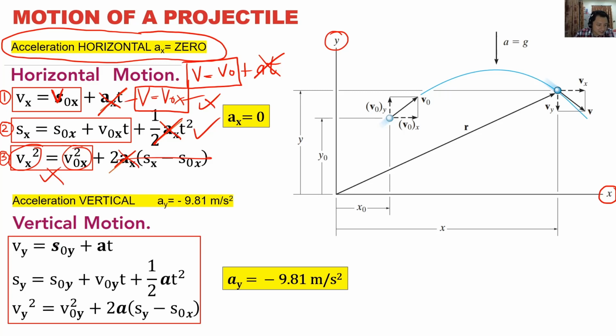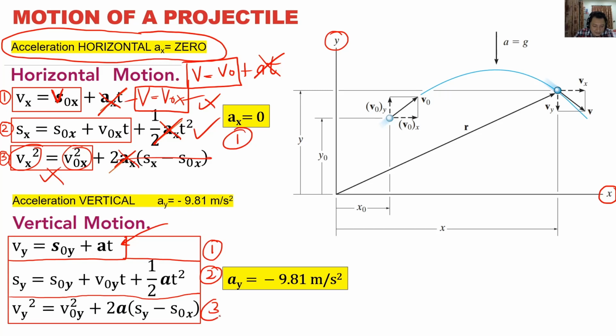However, a different story you're going to see if you look at vertical motion. Since you have gravity, equation number 1 is also very important, equation number 2 is very important also, and equation number 3 is very important. So for horizontal motion, only one equation is good. For vertical motion, all equations are good. Only thing that you need to substitute is the A. A is equivalent to negative 9.81 meter per second squared.